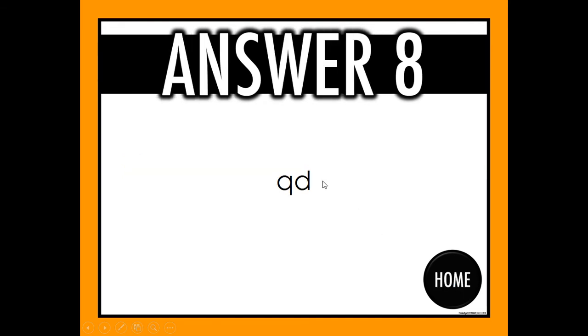QD. Remember, Q with a line over it means daily, and Q means every. So then QD means every day, QH is every hour, QOH every other hour. So remember those from yesterday.